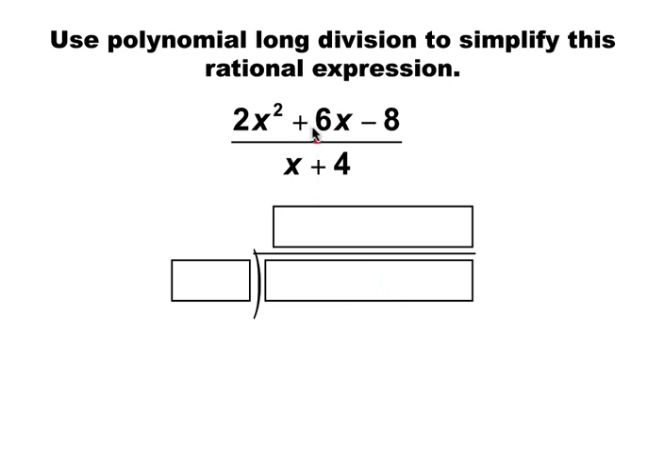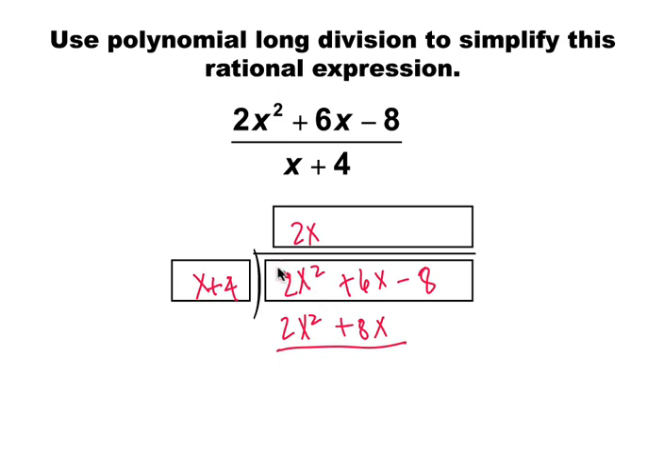The numerator or dividend goes here, so we write 2x squared plus 6x minus 8. The denominator or divisor goes here, so we write x plus 4. The dividend is of degree 2, and the divisor is of degree 1. To match this leading term, we multiply this expression by 2x, and we get 2x squared plus 8x.